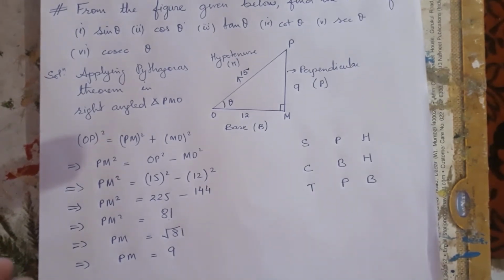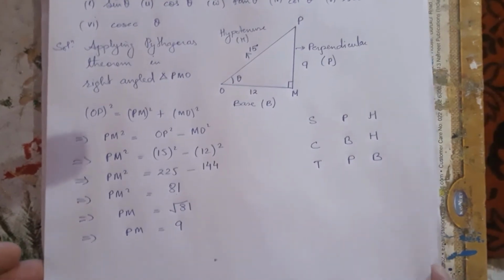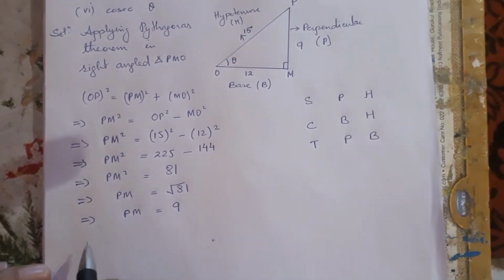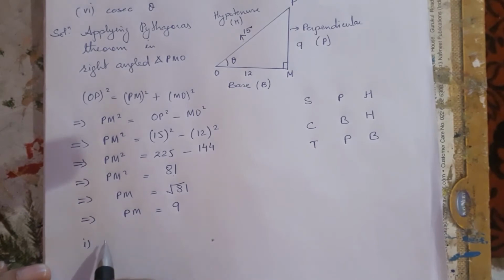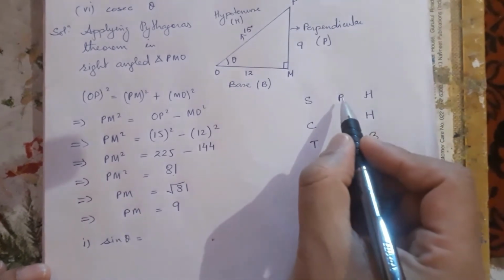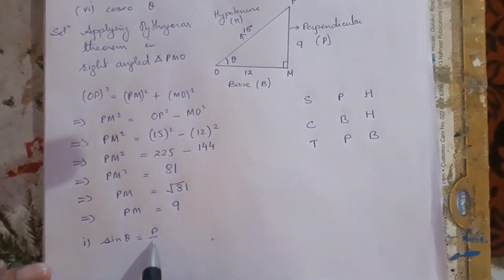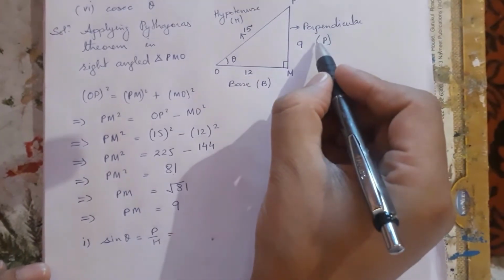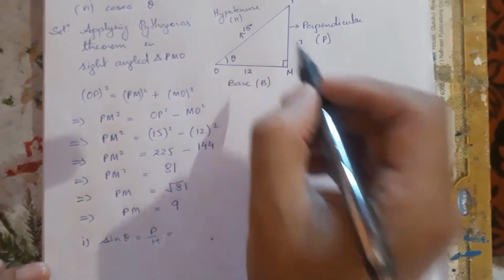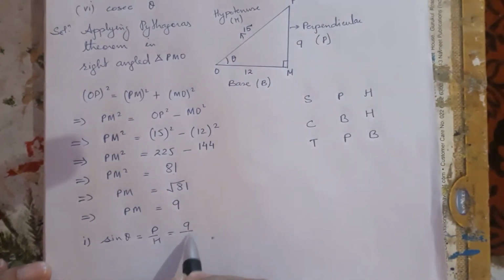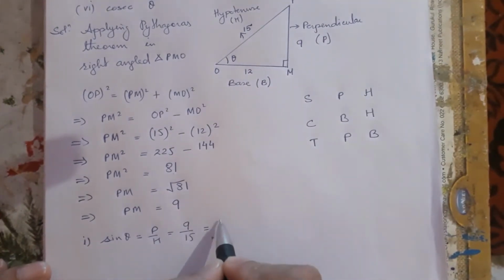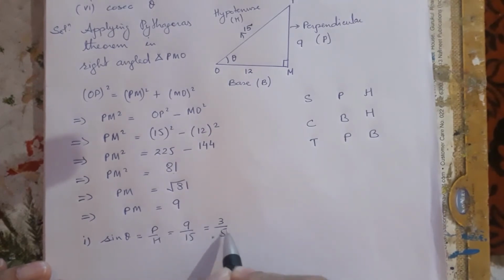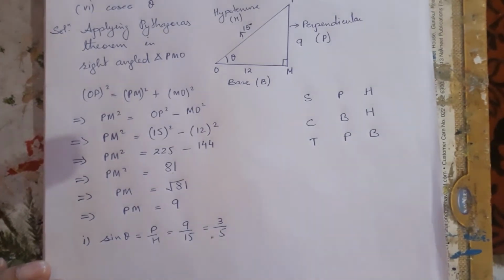So let us now start evaluating. The first thing that we need to find out is the value of sine theta. So what is sine theta? Sine theta is perpendicular by hypotenuse, and in this case perpendicular is 9, hypotenuse is 15. So 9 upon 15, when we simplify, 3 3s are 9 and 3 5s are 15.